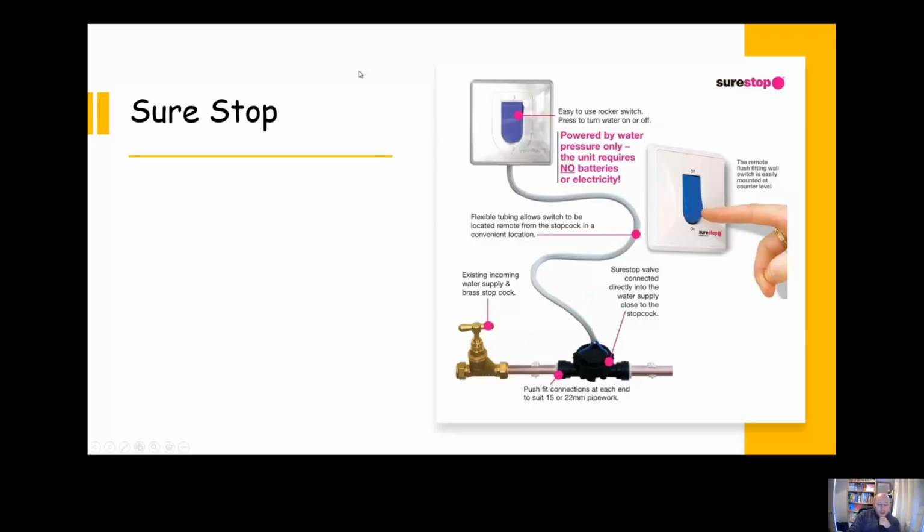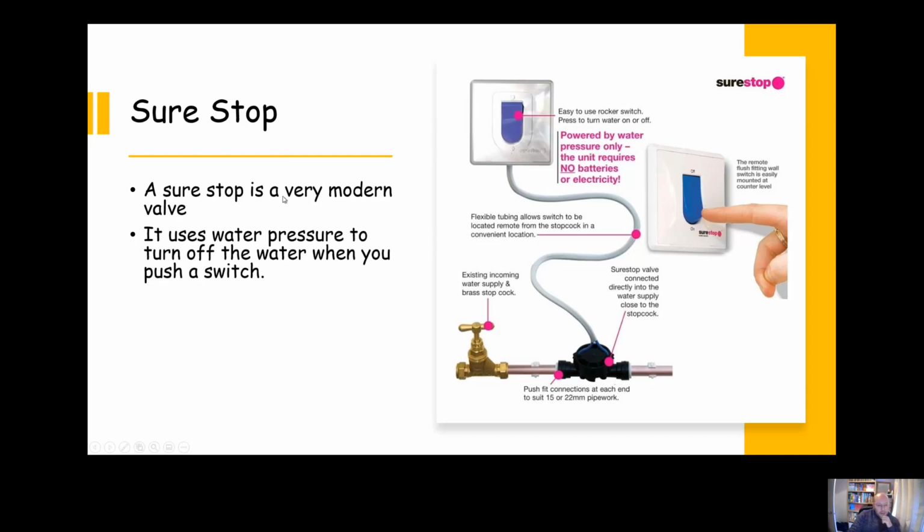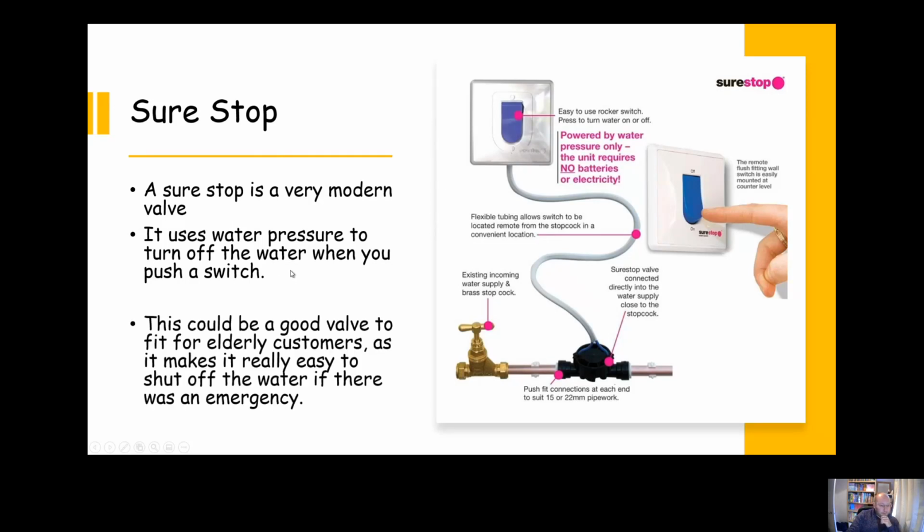Okay. Very briefly cover shear stop because it might come up in the test. Shear stop's a very modern valve. It actually uses water pressure to switch off the water. So you push the switch, it uses water pressure to switch off the water. I've tried to research it. I've not been able to find out a huge amount about the internal workings of it, but it's a pretty cool idea, being able to switch off your water with just the press of a switch. It's an interesting innovation.